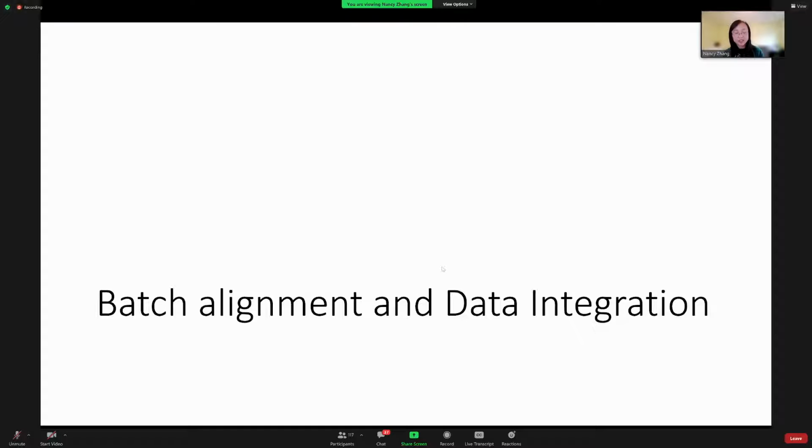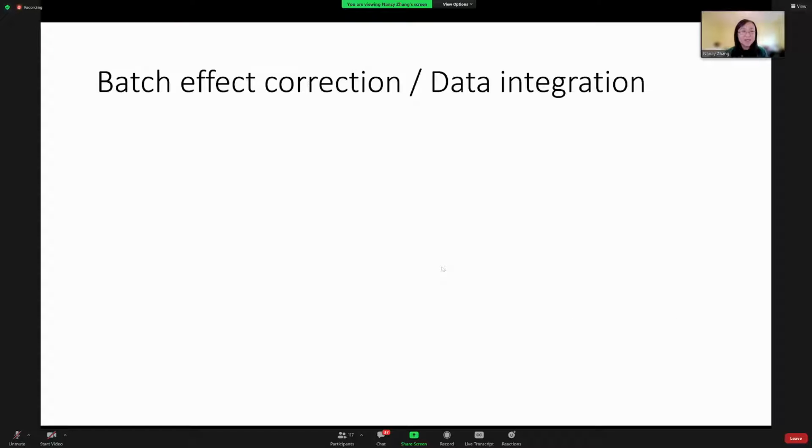Transfer learning is actually an often misused term, and I shouldn't say misused because people have different interpretations of what transfer learning is. Some papers use transfer learning to mean data integration, integrating data from multiple batches or multiple species or multiple cohorts of patients. Okay, so let's talk about batch alignment and data integration.